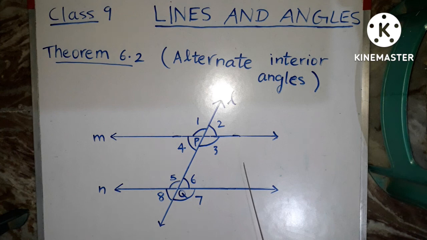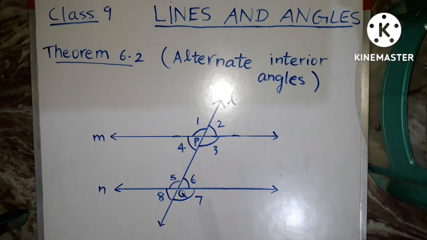In this diagram, this is line M, this is line N, and this is line L. Line L is a transversal which intersects line M at point P and line N at point Q. The angles formed in between these two parallel lines are called interior angles. These interior angles are inside of these two parallel lines.